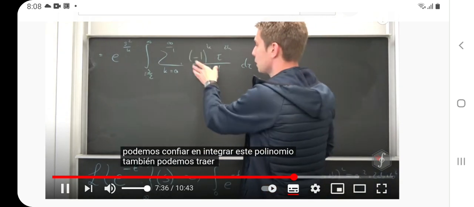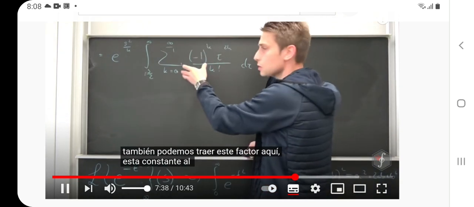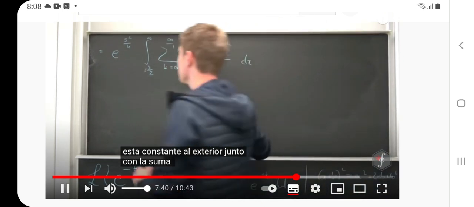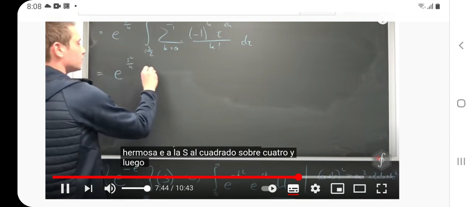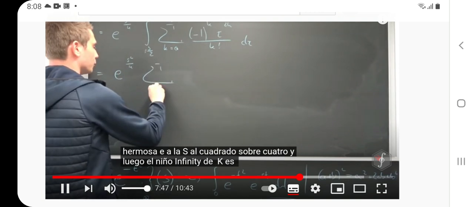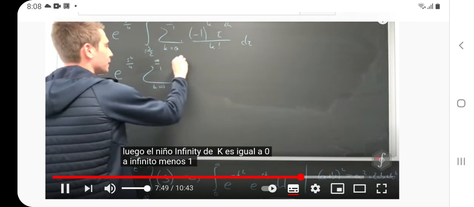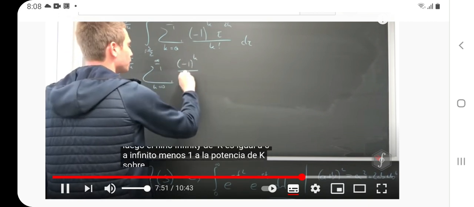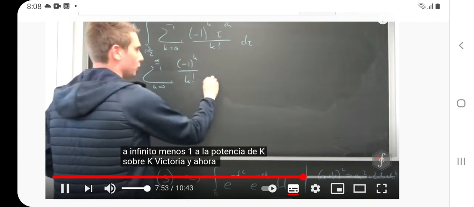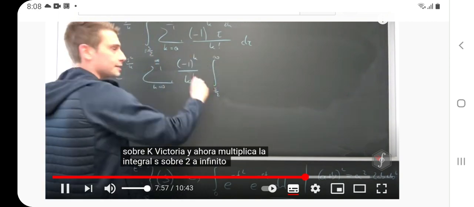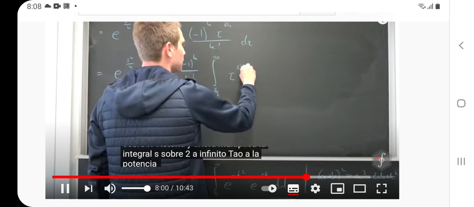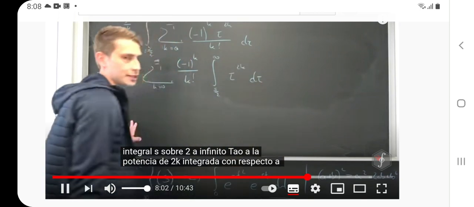Also we can bring this factor right here, this constant, to the outside together with the summation to end up with a beautiful e to the s squared over 4. Then the infinity boy, from k equals 0 to infinity, of (-1) to the kth power over k factorial, and now times the integral from s over 2 to infinity of tau to the 2kth power, integrated with respect to tau.